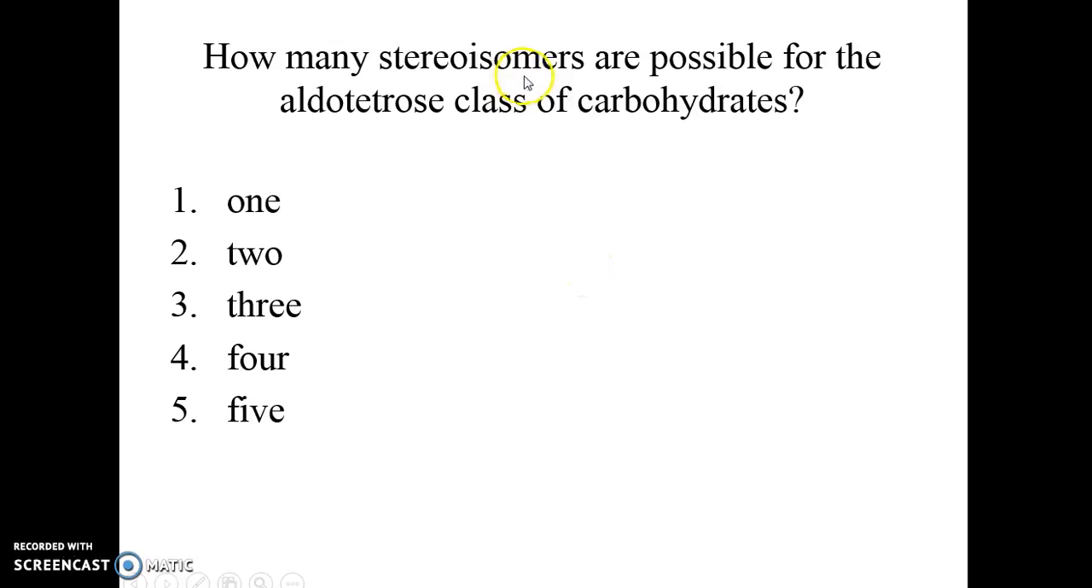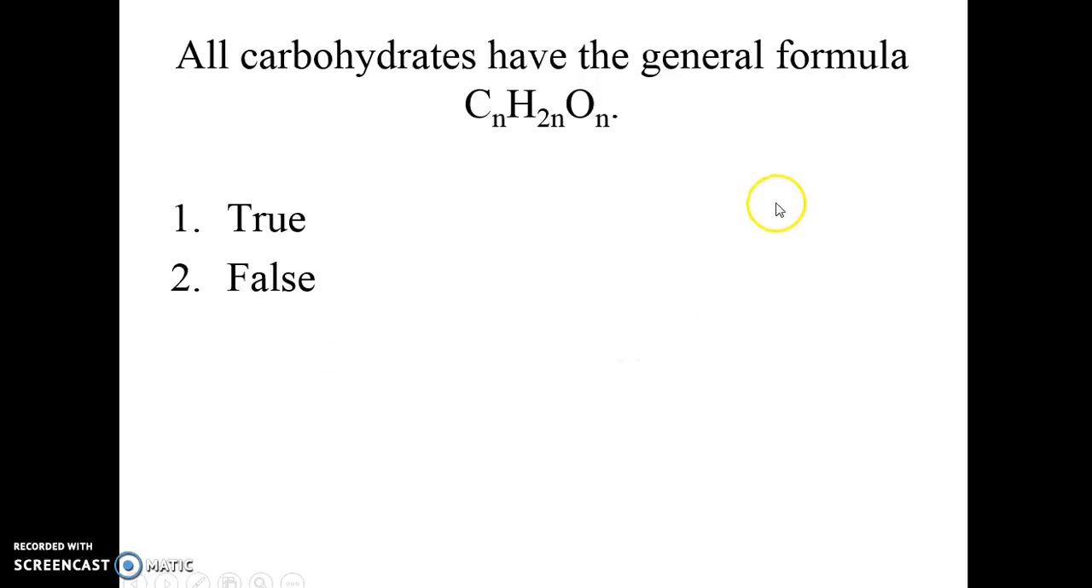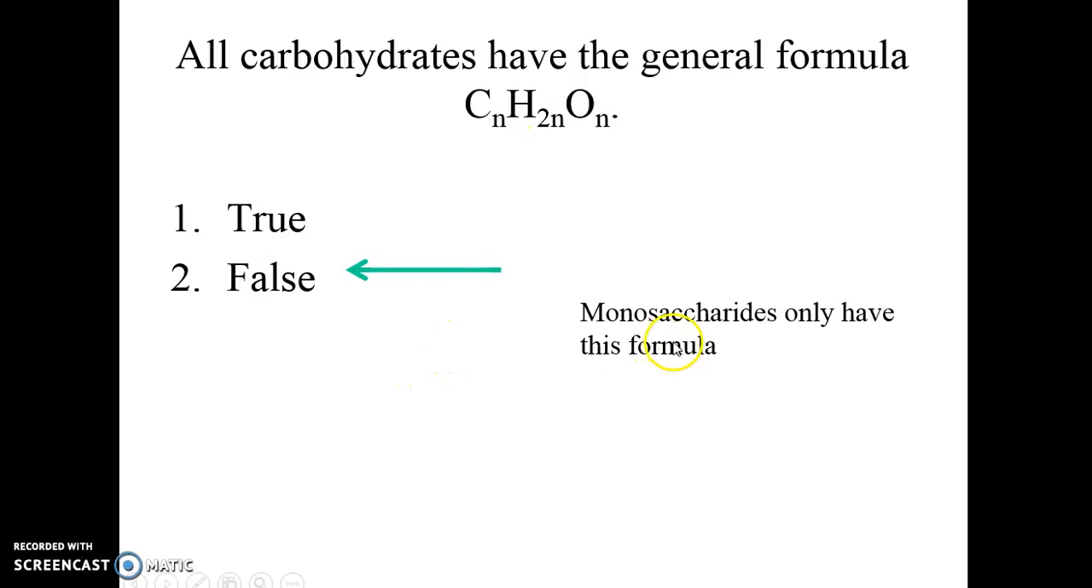How many stereoisomers are possible for an aldotetrose class of carbohydrates? Well, it's got 4 carbons. Of course, the aldehyde carbon cannot be chiral, and the bottom carbon is not chiral, so there are only 2 chiral carbons in there. 2 chiral carbons will give you 4 possible stereoisomers. All carbohydrates have the general formula CnH2nOn. Well, this is false because it's only monosaccharides that have this formula. The polysaccharides lose water, and so they don't have this general formula.